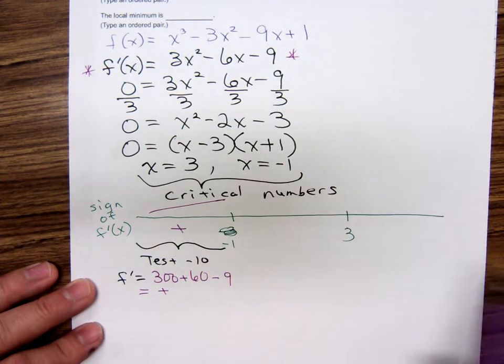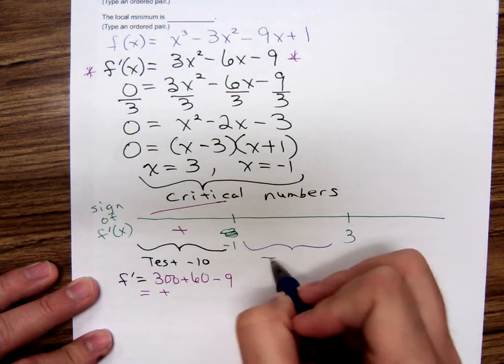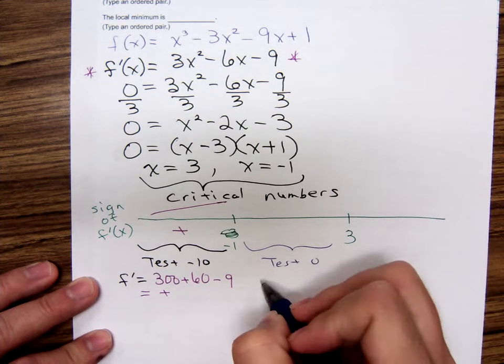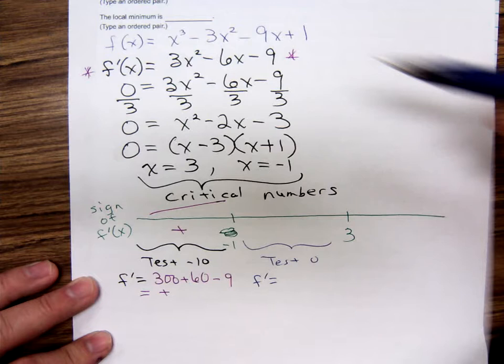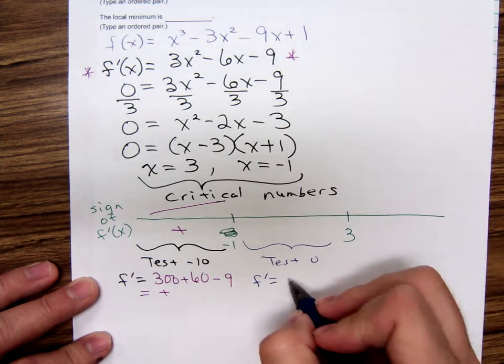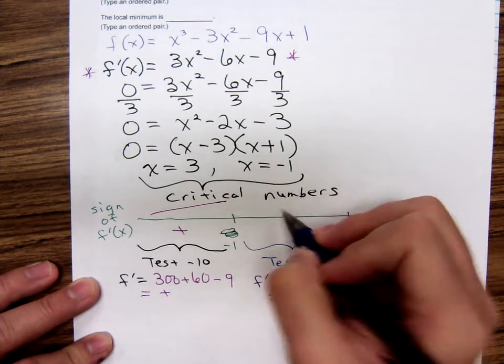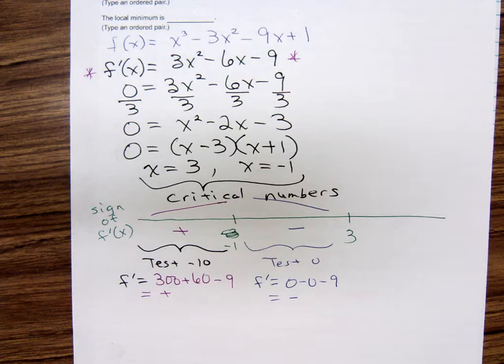Between -1 and +3, I'm going to test 0. That'll give me f prime equals 0 minus 0 minus 9. That is negative, so decreasing.